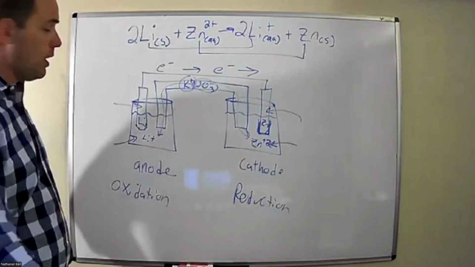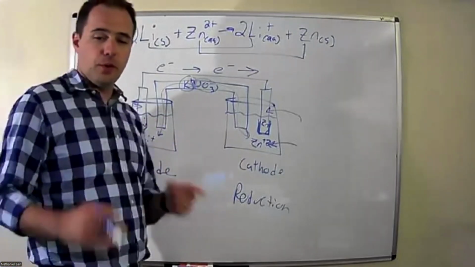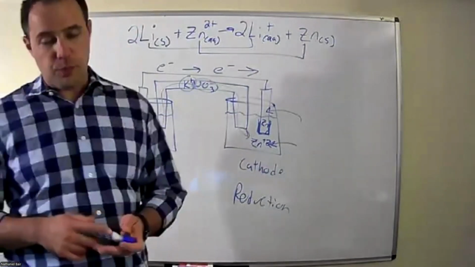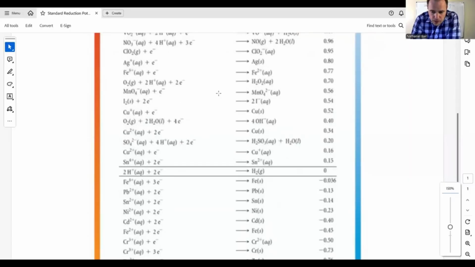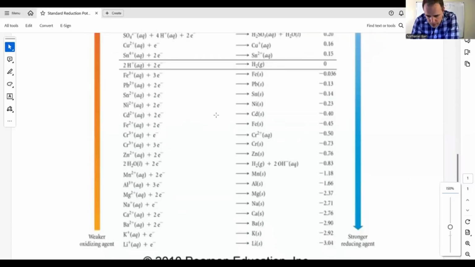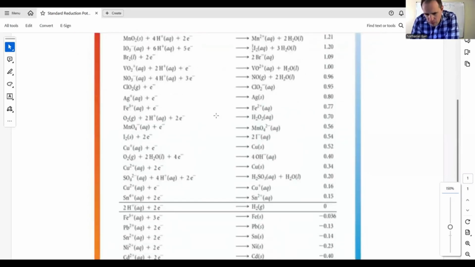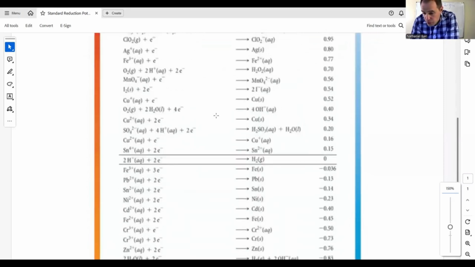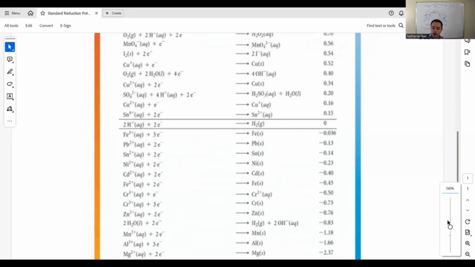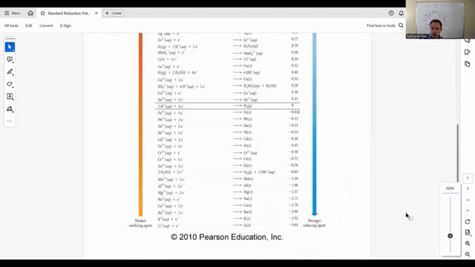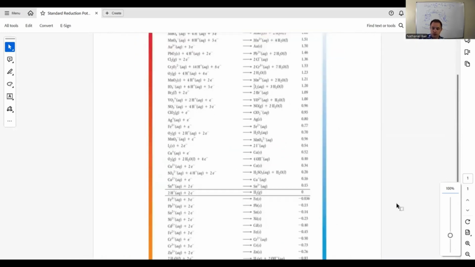So cool. I love it. Awesome. We're actually going to save this and use it as our first reaction to predict the standard reduction potential. So here is our standard reduction potential table. We're going to talk about how to use this right now to predict the voltage of batteries. What the heck is this thing, right? What is going on here? What is this giant chart? Well, let's talk about this chart.